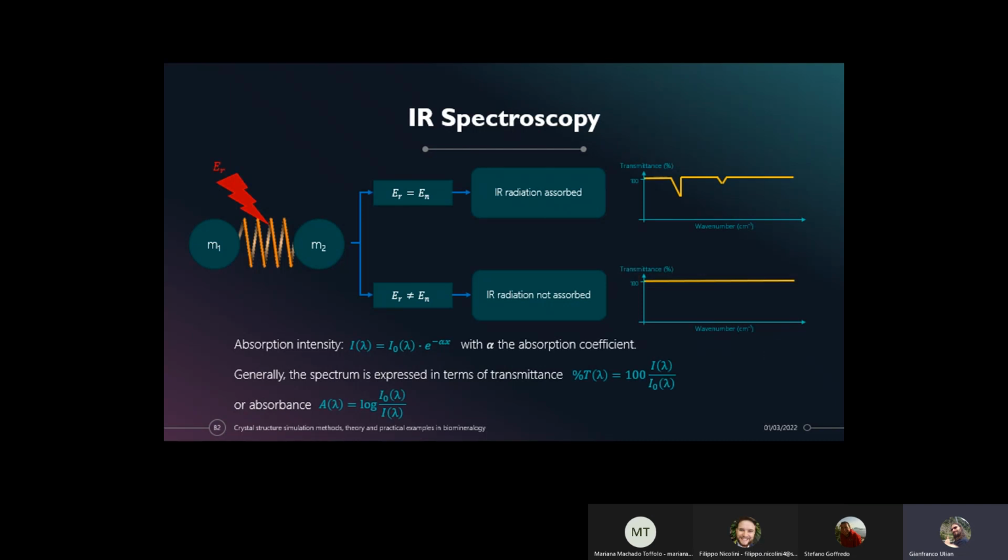If it is instead absorbed, because the energy is equal to a quantum of a vibrational level, I have a reduction of the intensity of that radiation, and I see these downward peaks in my spectrum. This is called a spectrum as a function of the wave number. We can express the spectrum as a percentage transmittance or equivalently as absorbance, that is given by this expression. This is a logarithm of the intensity.